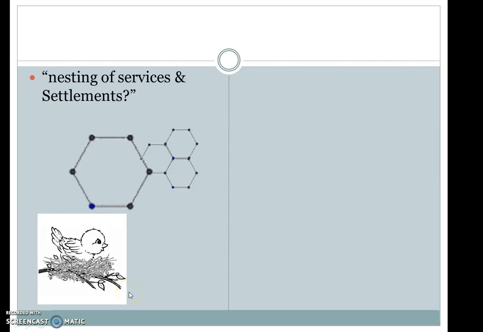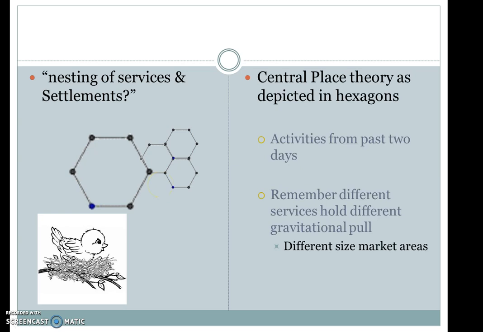First of all, just a quick review. They refer to nesting of services and settlements as having all these different hexagons with the central place theory, having different sizes resting on top of each other. So recap, central place theory is depicted in hexagons. The activities from the past 2 days, we did not get a chance to do all of those.